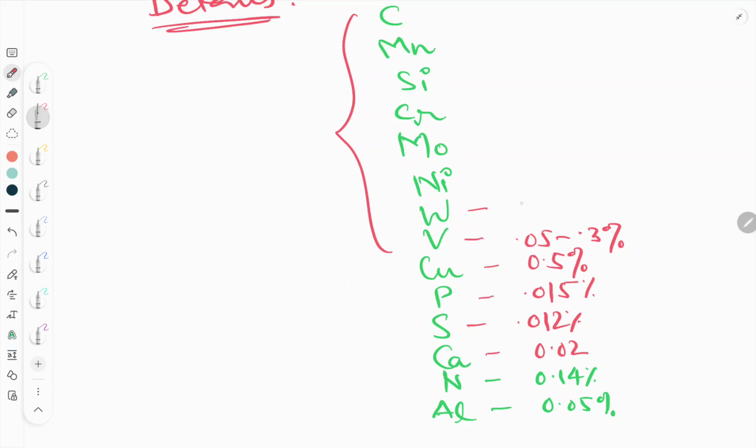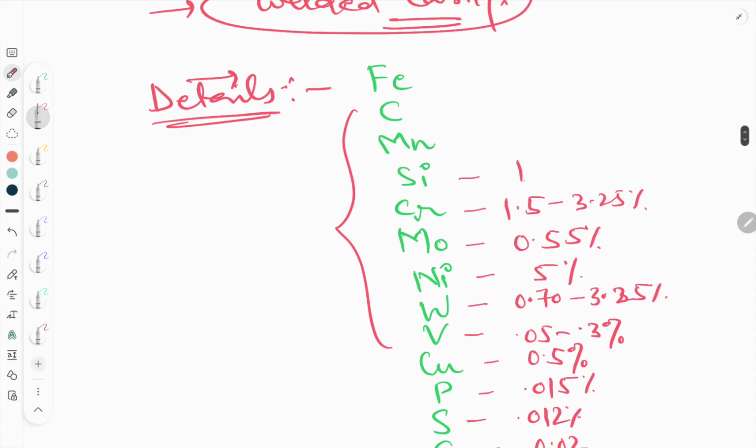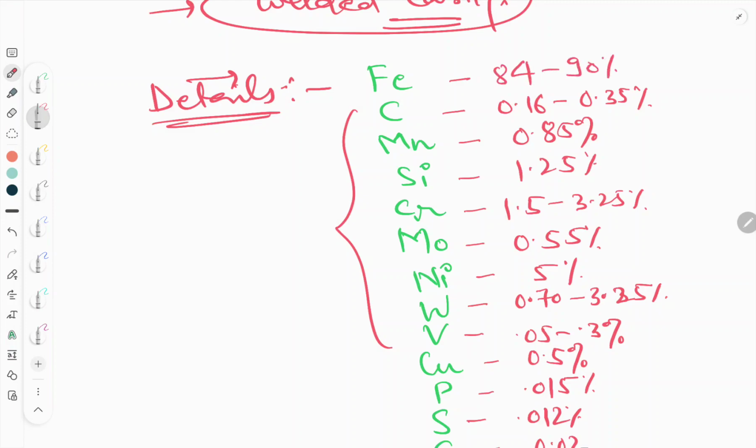About tungsten, this is 0.72 by weight. Nickel is almost 5%. Moly is 0.55% maximum, and chromium is 1.5 to 3.25%. Silicon is 1.25%. Manganese is 0.85%, and carbon is 0.16 to 0.35%, and the balance is iron, that is around 84 to 90%. So this is the material composition by weight percent.